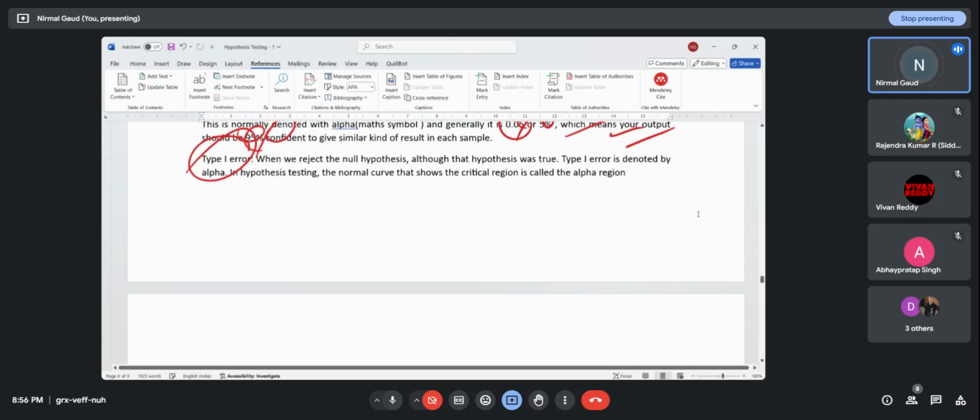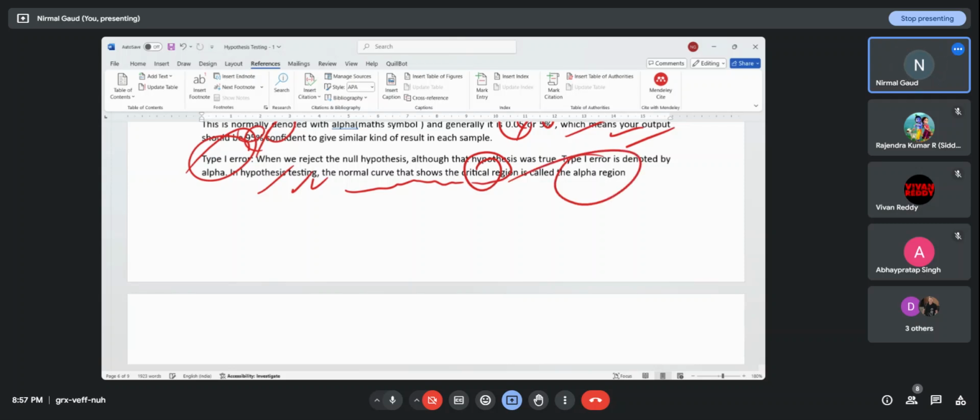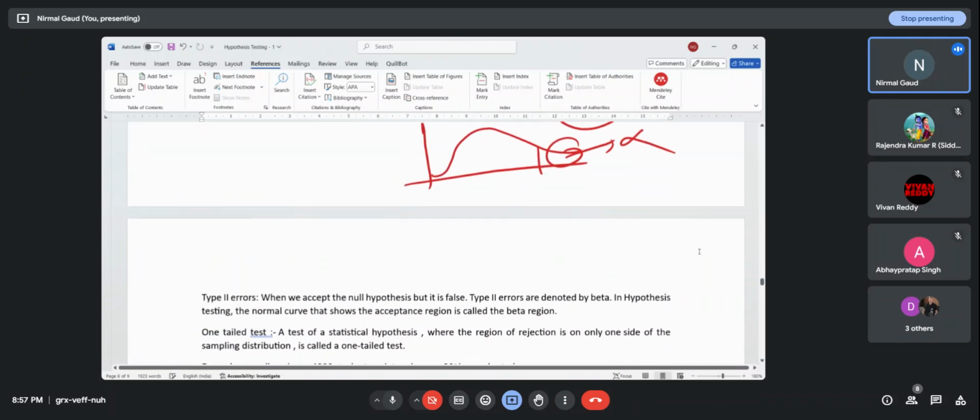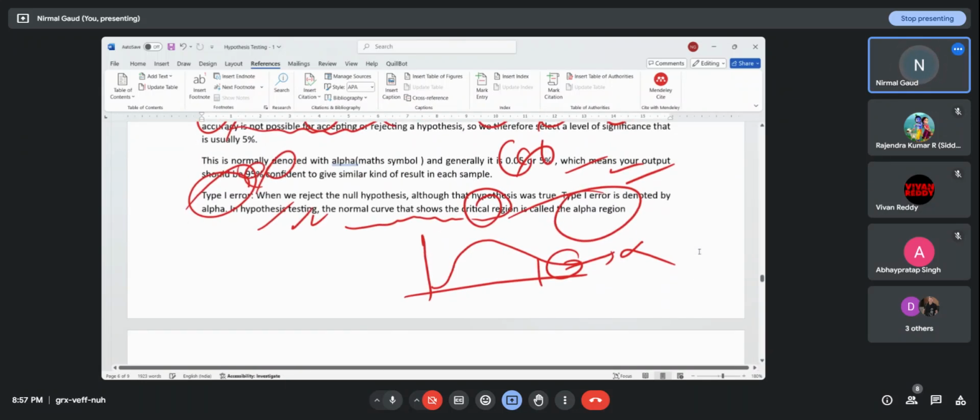Type 1 error means, in hypothesis testing, a normal curve shows a critical region called the alpha region. You very well know about the alpha region. This region is the alpha region, 5% significance. So in type 1 error, we reject the null hypothesis. That means we are saying it is coming in the significance level. We are rejecting the null hypothesis even though it is true, but we are rejecting it by mistake.